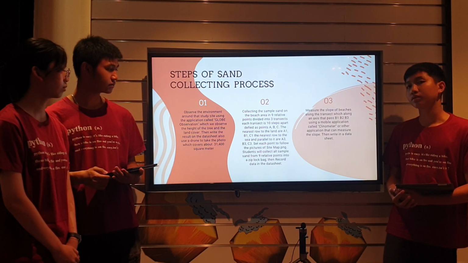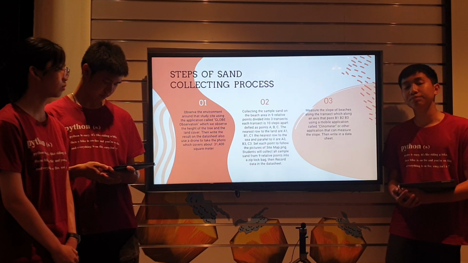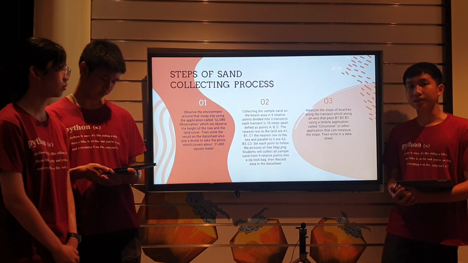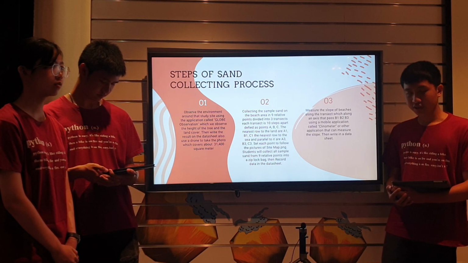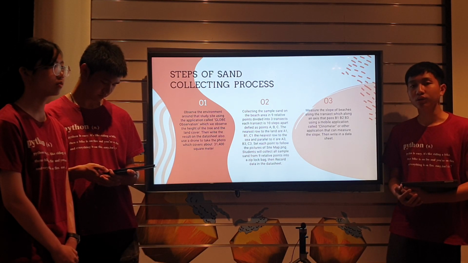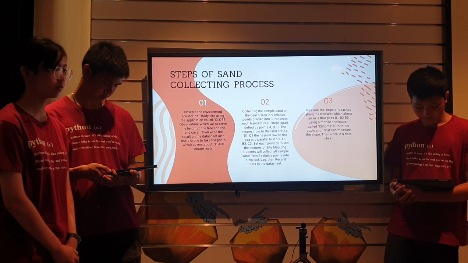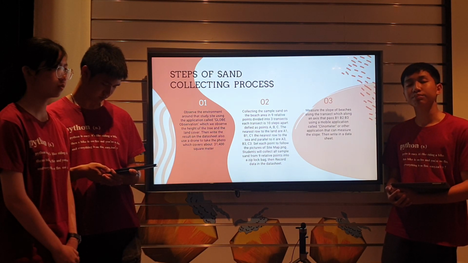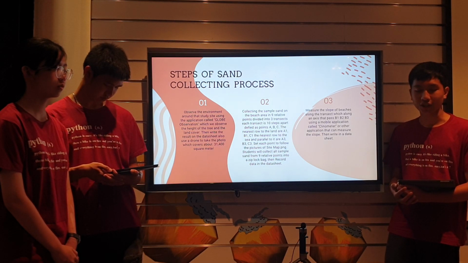Second step, collecting the sample sand in the beach area at relative points divided by 3 transects, defined as A, B, C. Each transect is 10 steps apart. The nearest row to the land is A1, B1, C1. The nearest to the sea is A3, B3, C3. Each student will collect sample sand from the 9 relative points and record the data on the data sheet.